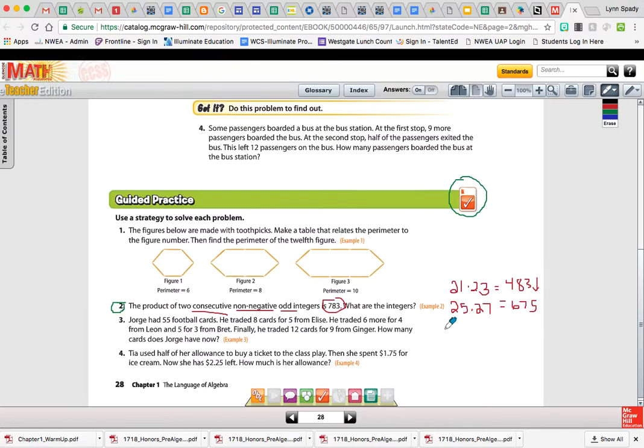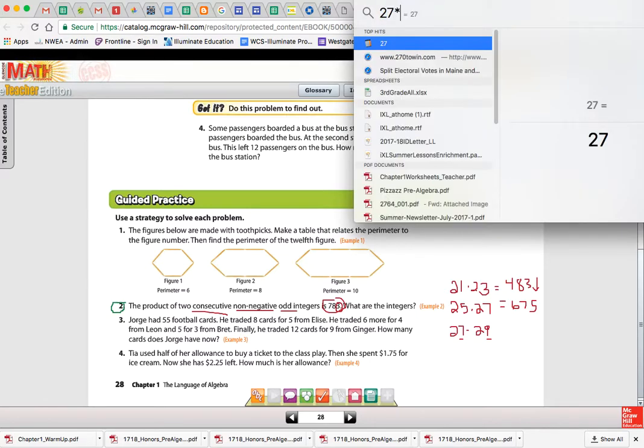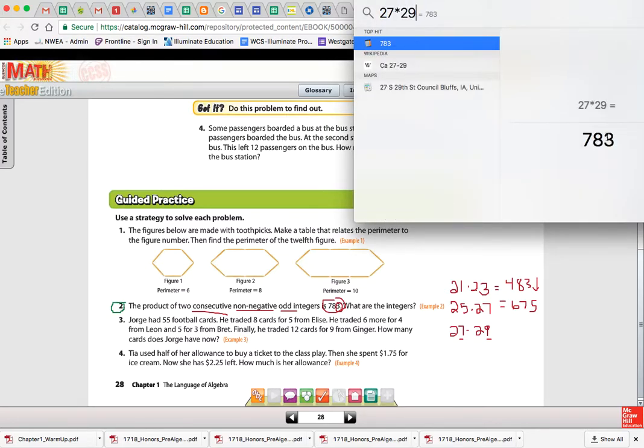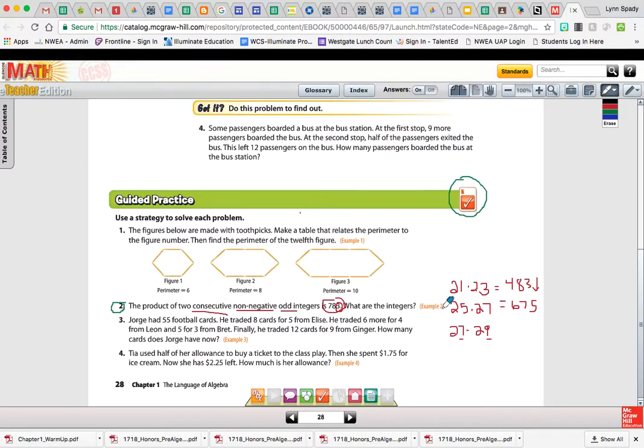Okay, let's pop up one more and do 27 times 29. And one little thing that I can do is check: 7 and 9 are in the ones place, and 7 times 9 is 63. And 3 is in the ones place in my answer, so I'm thinking that's probably the answer. 27 times 29 is 783. So the answer that you should record is 29 and 27, and make sure you show your steps in between there.